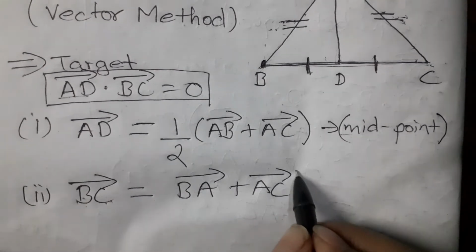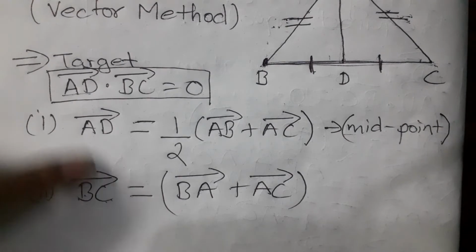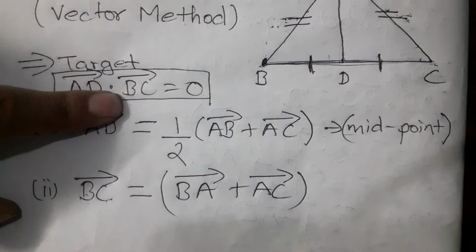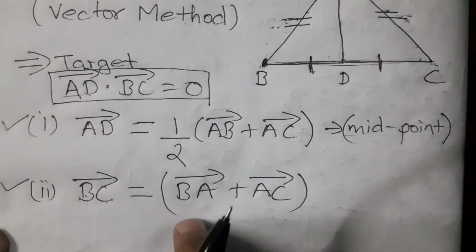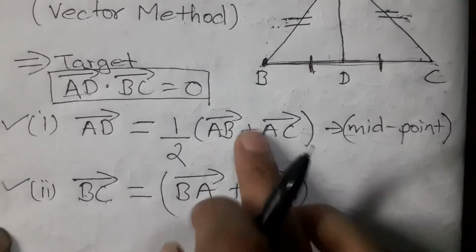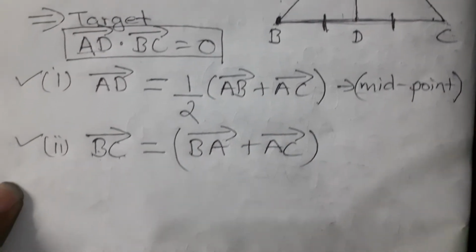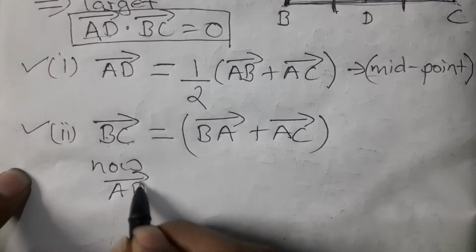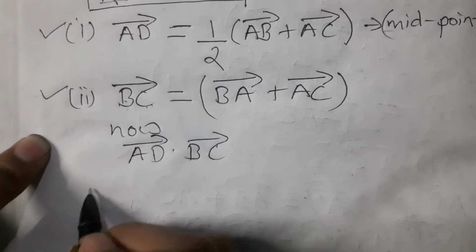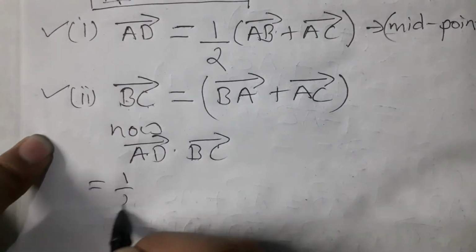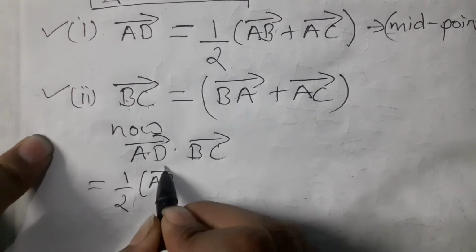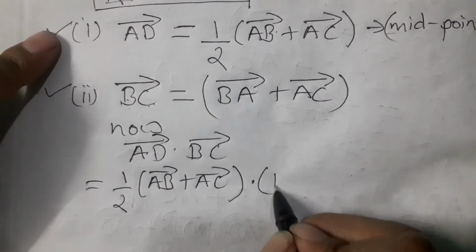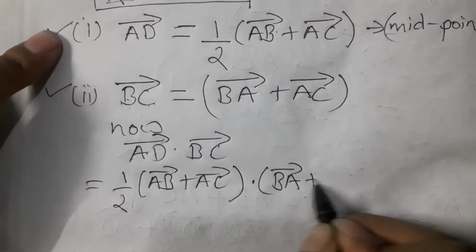Okay, so now let me think about my target. In my target there is the AD vector, which we have already done in statement 1, and the BC vector, that is also done. Now let me check, if I multiply the product of AD vector and BC vector, will I get 0 or not? Now AD vector dot BC vector is equal to, AD vector I have already written as 1 by 2 (AB vector plus AC vector). And similarly BC vector means BA vector plus AC vector.